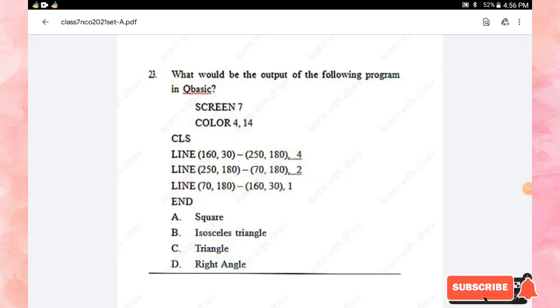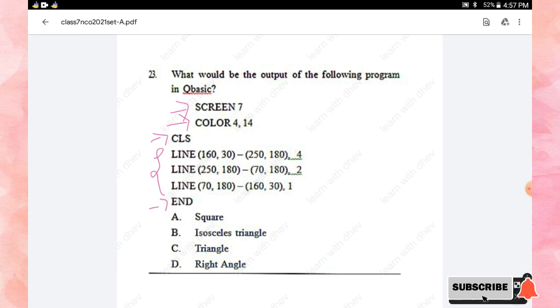Question number 23. What would be the output of the following program in QBasic? So the first statement is the screen statement and the second one is the color statement. Third one is the clear screen statement. And the next three lines are line statements. Then the end of the program. So the question is, what would be the output of this program?